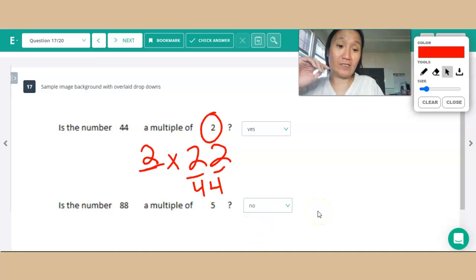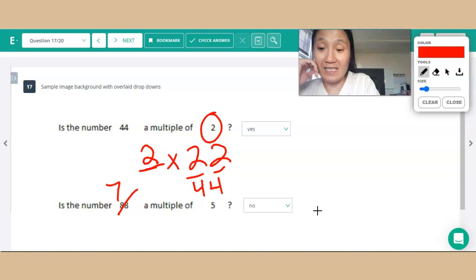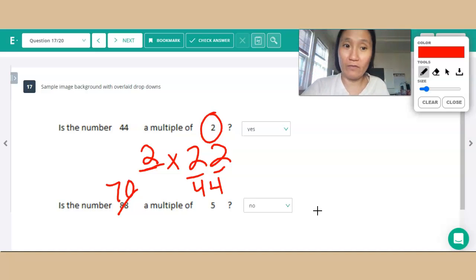Okay. Now if instead of 88 it would have said 70, is 70 a multiple of 5? Yeah, I could have multiplied 5 times something to get 70. If you count by 5, 5, 10, 15, 20, 25, 30, 35, 40, 45, 50, 55, 60, 65, 70, I would have hit it. So 70 would be a multiple of 5.